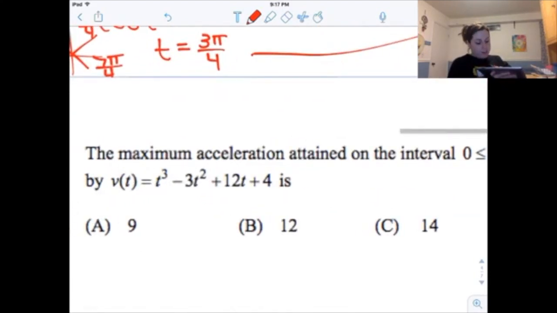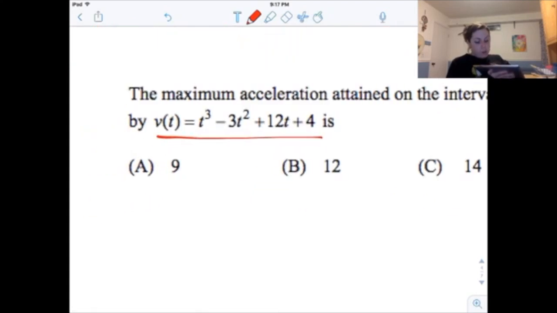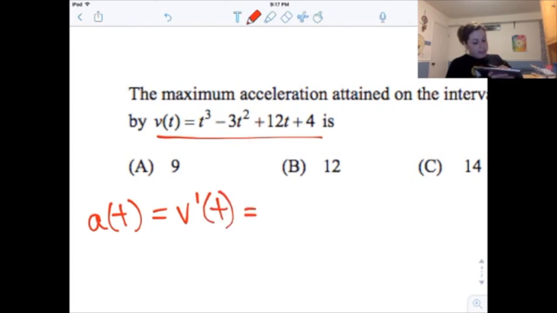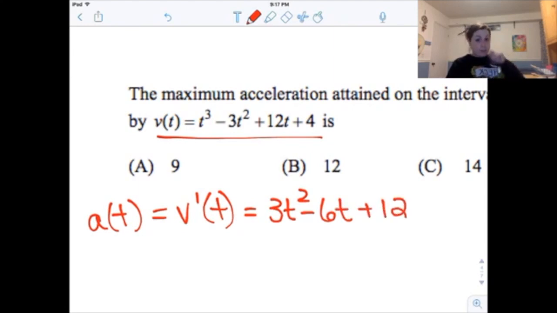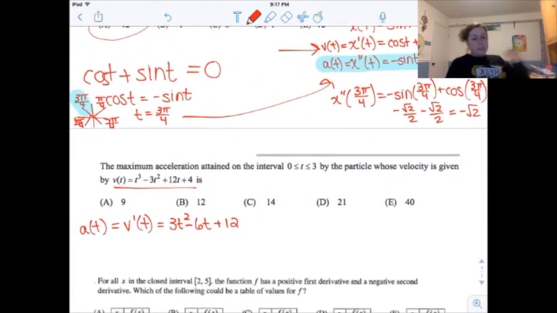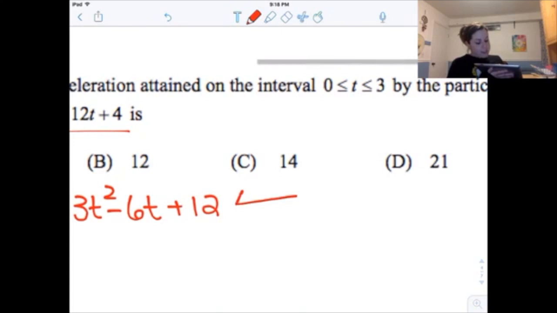This next one's kind of weird, and it's because it's talking about the maximum acceleration. So you are given here velocity. So I know my acceleration function, and if I want to call it A of t, I need to define that as v prime of t, which is 3t squared minus 6t plus 12. So that is the acceleration function. It does not say what is the acceleration at 4. It says what is the maximum acceleration.